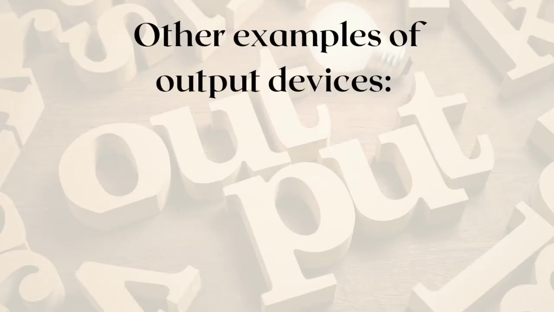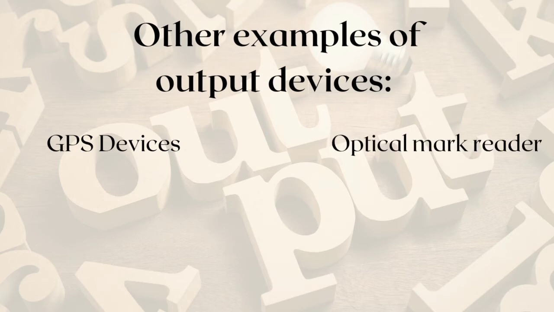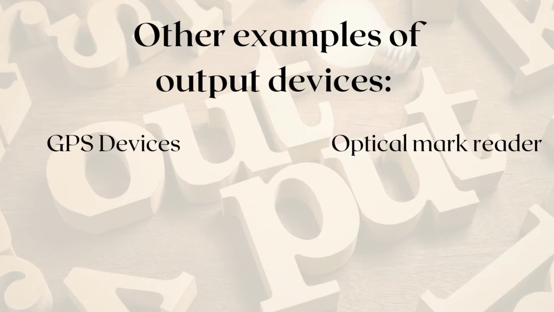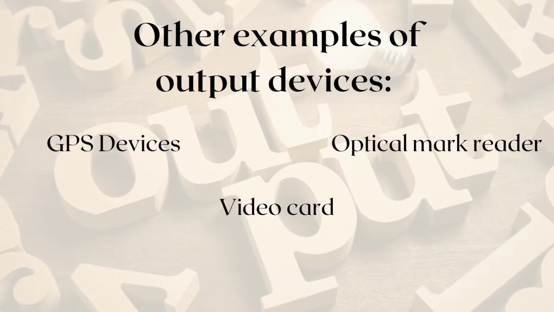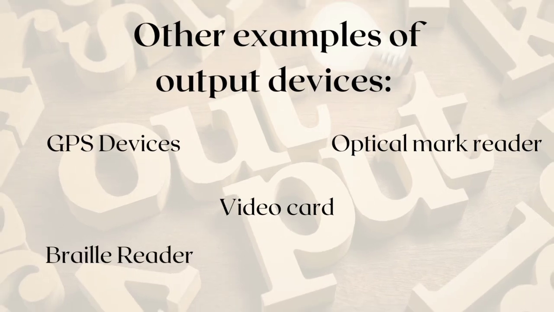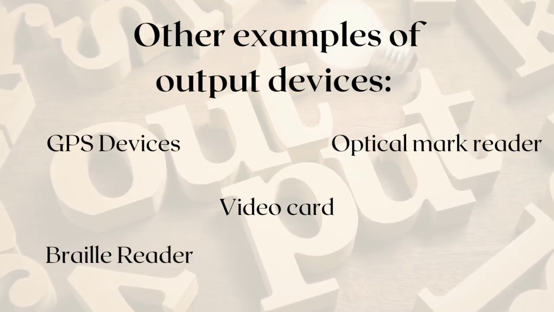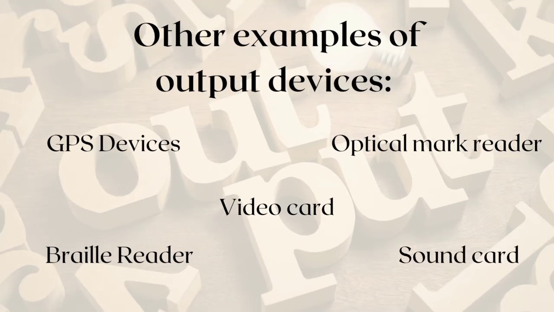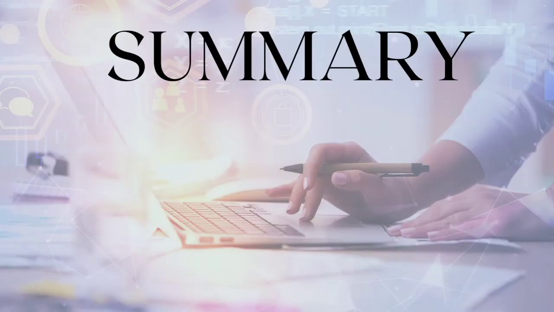There are other examples of output devices. We have the GPS device. Then we also have the optical mark reader. And then we have what is called the video card. And we also have the braille reader for the blind. And other types include the sound card. So these are other examples of output devices.